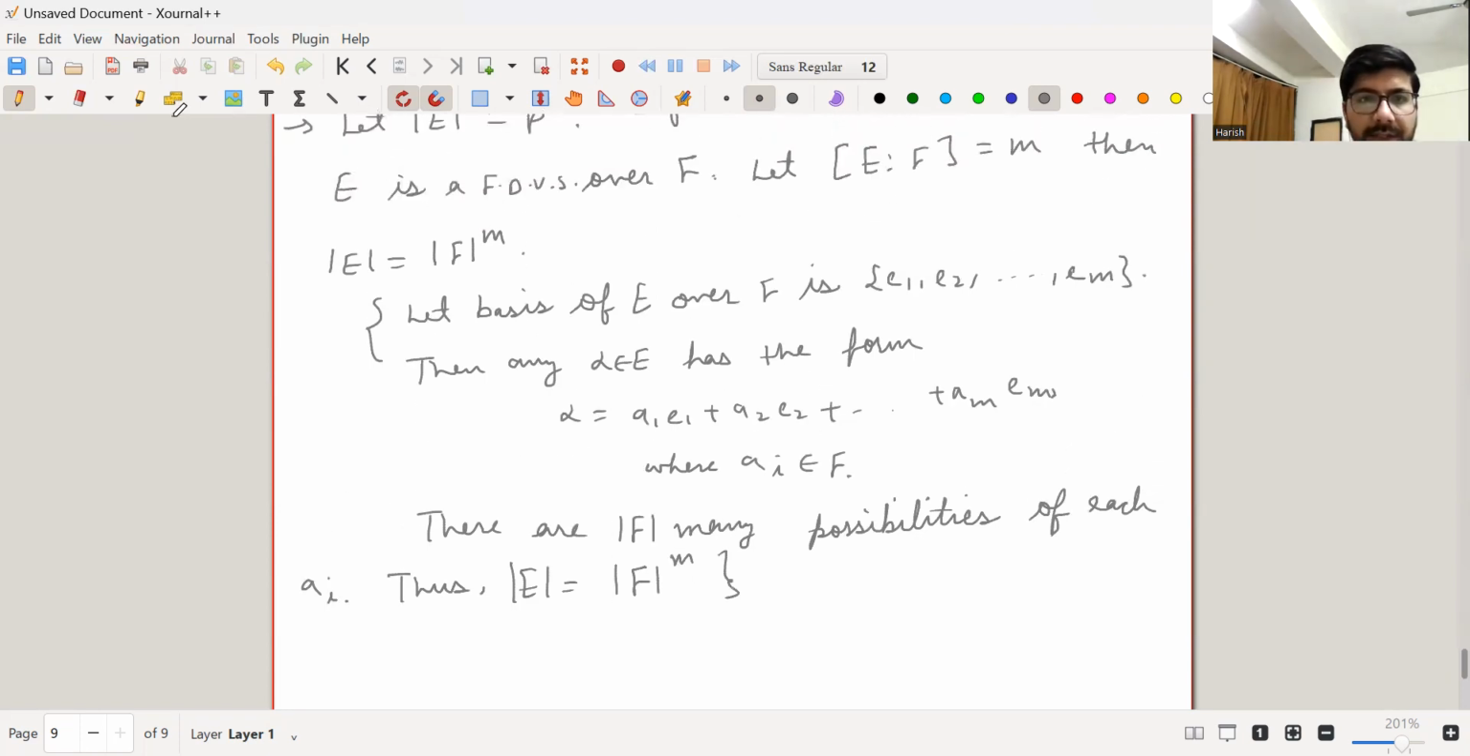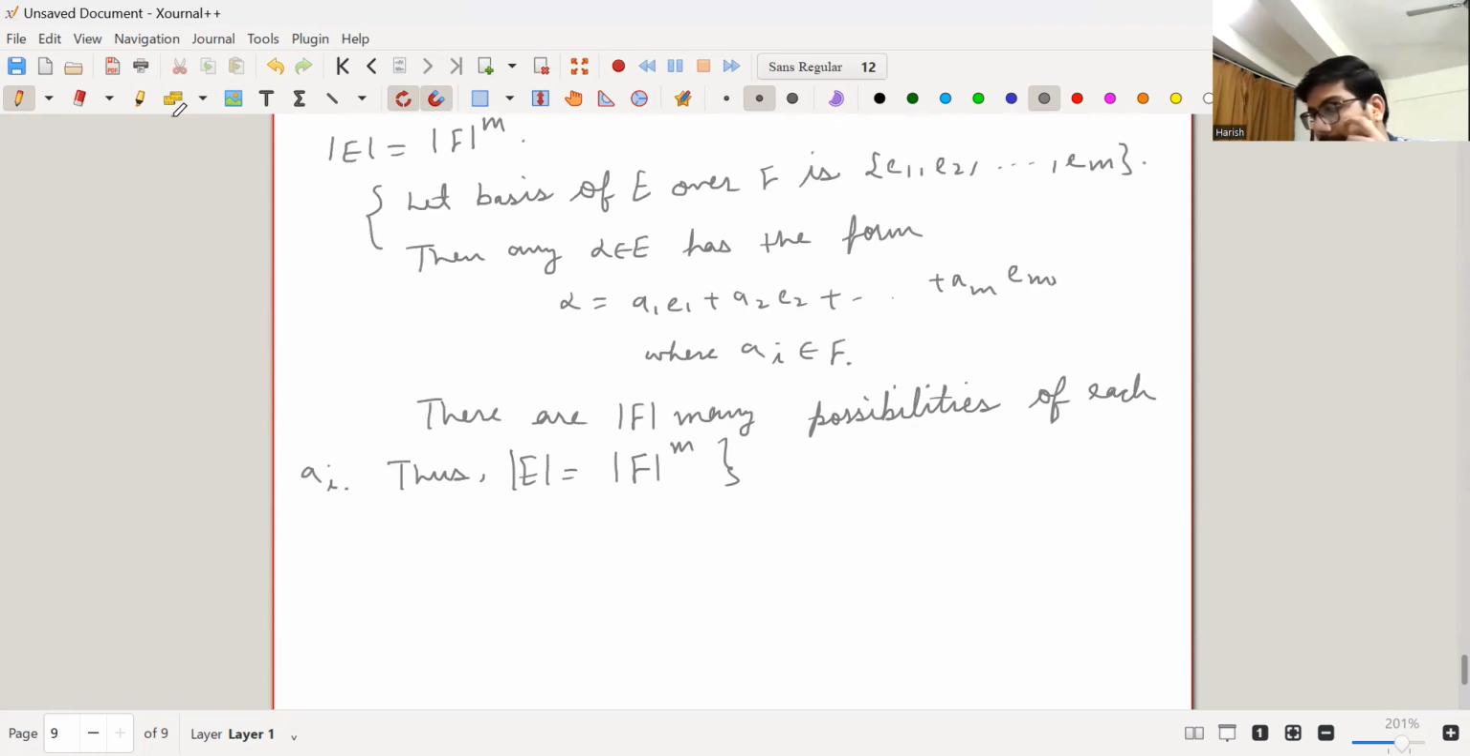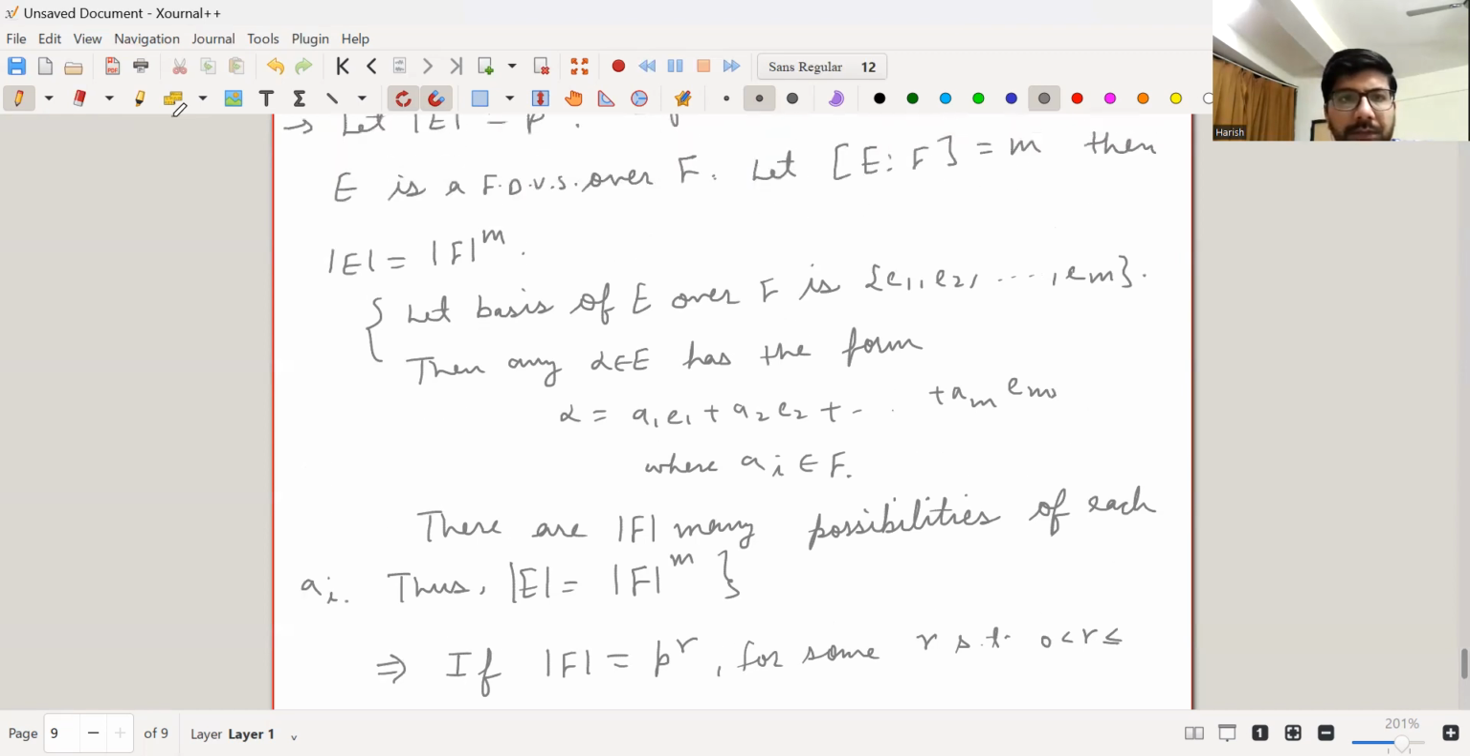Of course, as it is a field, this implies that if mod of F is some p raised to r, it has to be of the form p raised to r because it's a subfield of E. So its cardinality must divide the cardinality of E, because F is also a subgroup of E under addition, and you can use Lagrange's theorem and say that its order should divide the order of E. It has to be some p raised to r, such that 0 less than or equal to r less than or equal to n, what we were using for E.